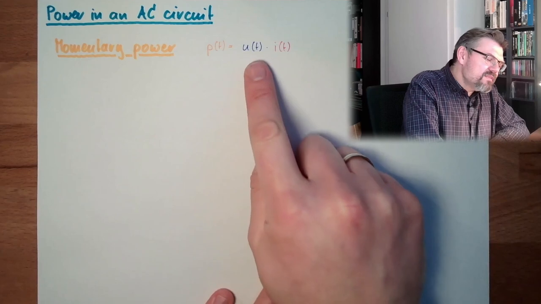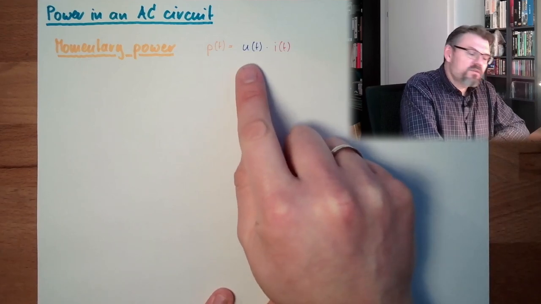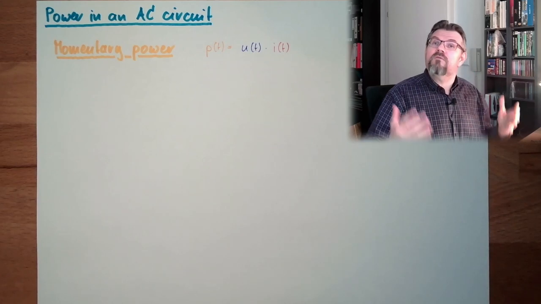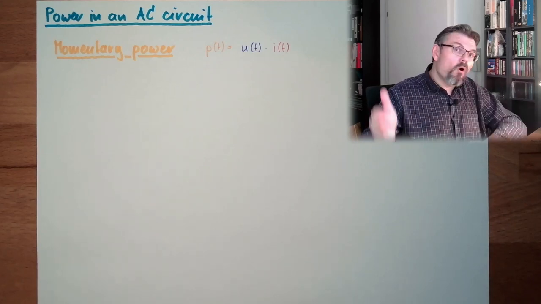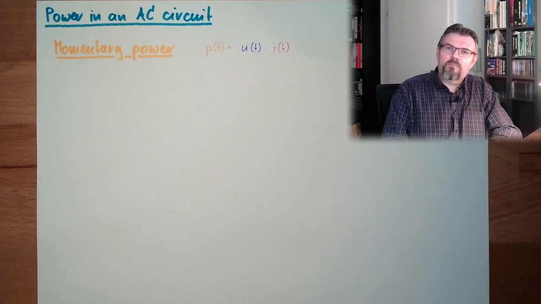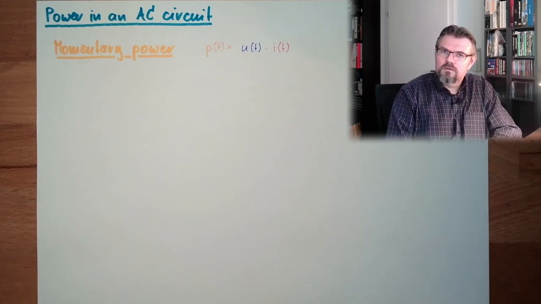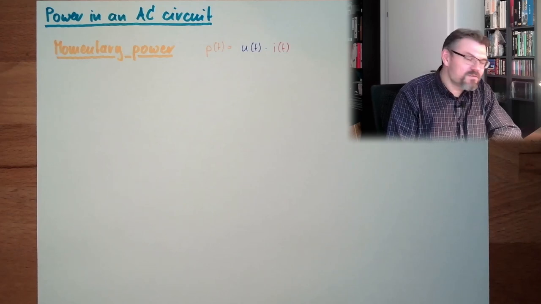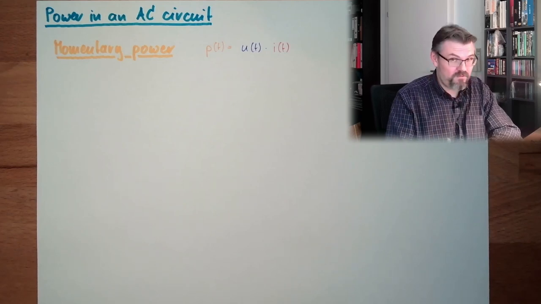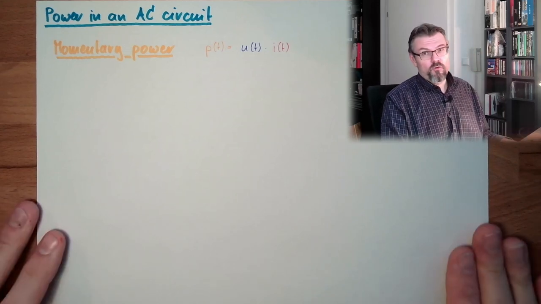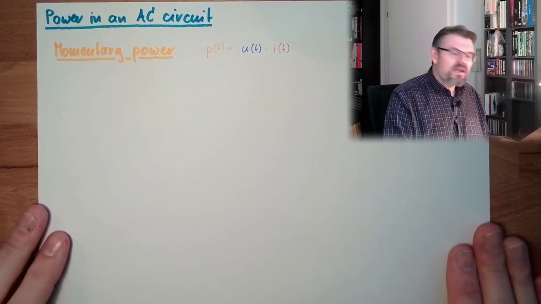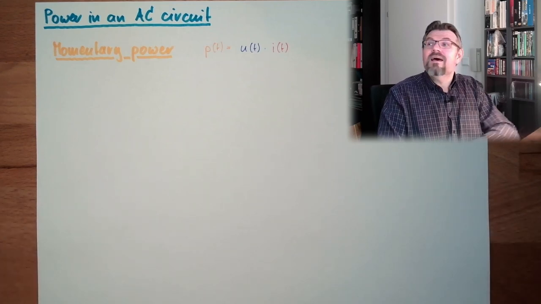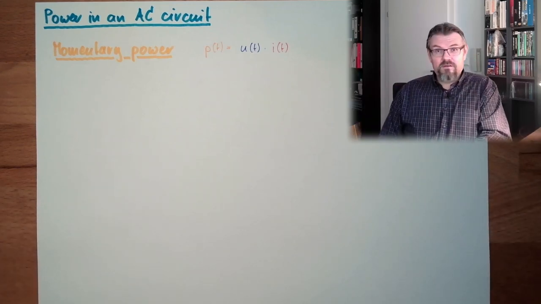Because now U is sine-shaped, I is sine-shaped, and we multiply two sine waves, everybody can imagine, no problem, and this is our momentary power, goodbye. Of course not. Of course you cannot imagine. I also could not imagine it if I had never seen it before. And I'm not going to draw it, because we have seen how sine waves look, and multiplying sine waves is laborious, therefore I have prepared something on the computer.